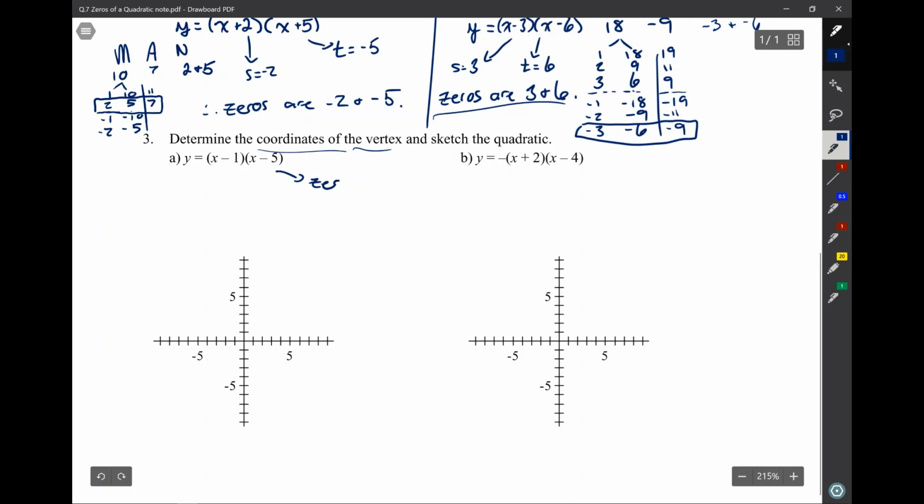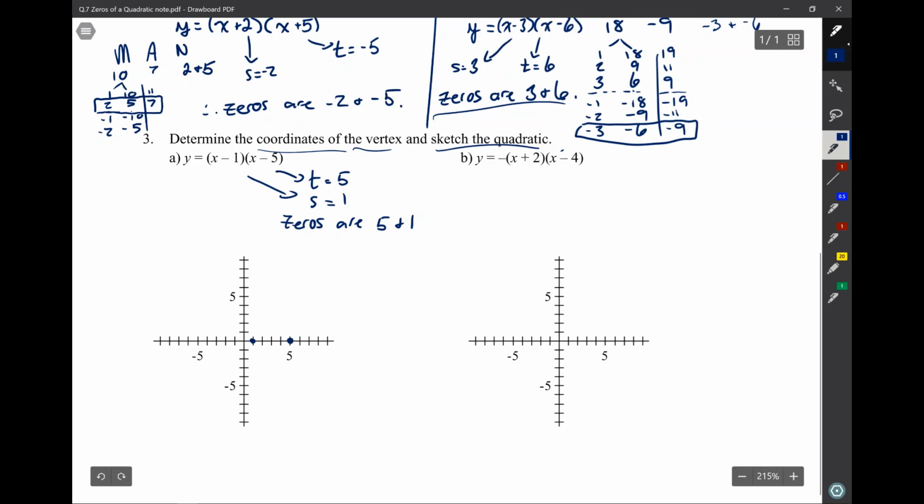So my zeros, let's work as we were before. T equals positive 5, S equals positive 1. So my zeros are 5 and 1. So that means right away that I know I have a point at 5, 0, and at 1, 0. So those are the two roots of my quadratic. Those are the two places where my quadratic crosses the x-axis.